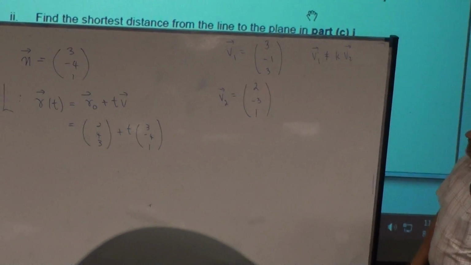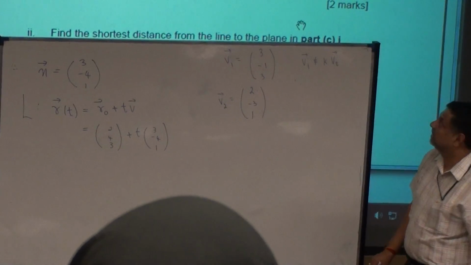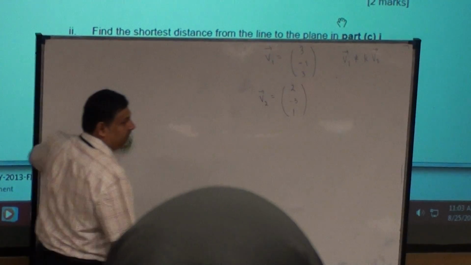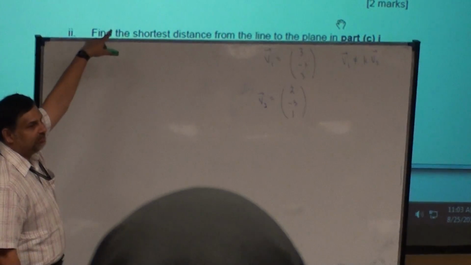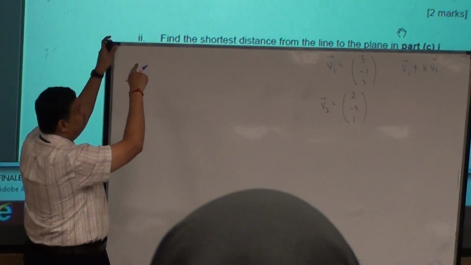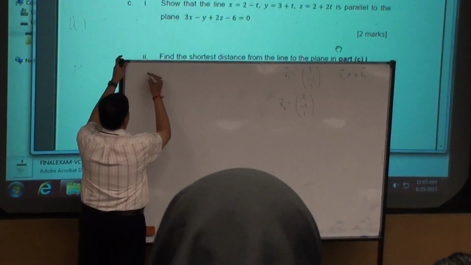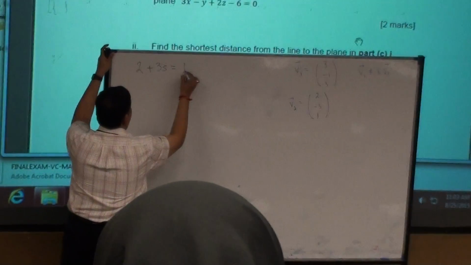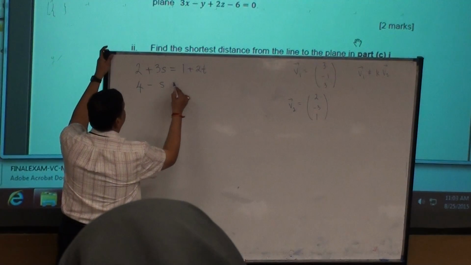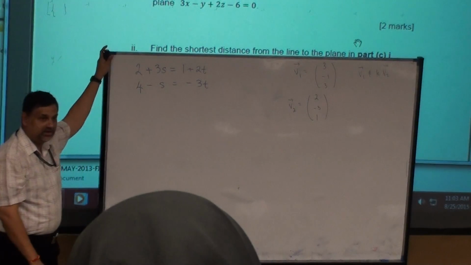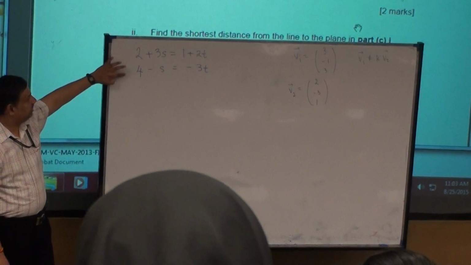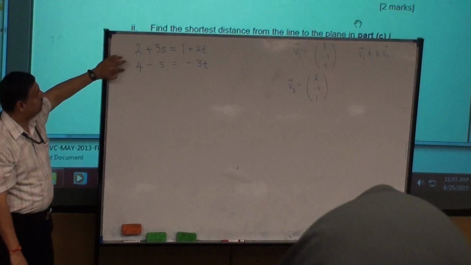What about, do they intersect at the same point? How do we find out whether they intersect or not? You have two equations and two parameters, s and t. Let's equate the x and y for the two lines. So 2 plus 3s equals 1 plus 2t. This is one equation. The next equation is 4 minus s equals minus 3t. You have to solve for s and t from these two equations. The first forces the x coordinate to be the same, and the second forces the y coordinate to be the same.